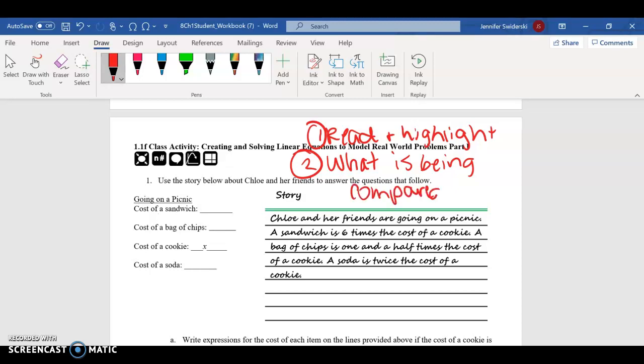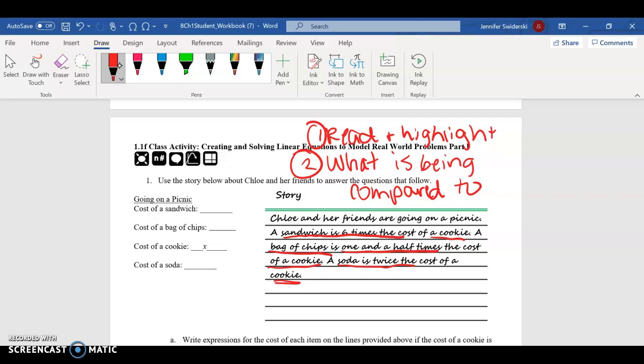Okay, so let's go through and read the problem. It says, Chloe and her friends are going on a picnic. A sandwich is 6 times the cost of a cookie. A bag of chips is 1.5 times the cost of a cookie. A soda is twice the cost of a cookie. So I always ask myself, okay, well, what is everything being compared to? And you might be saying, well, a cookie. Okay, so they made cookie X.